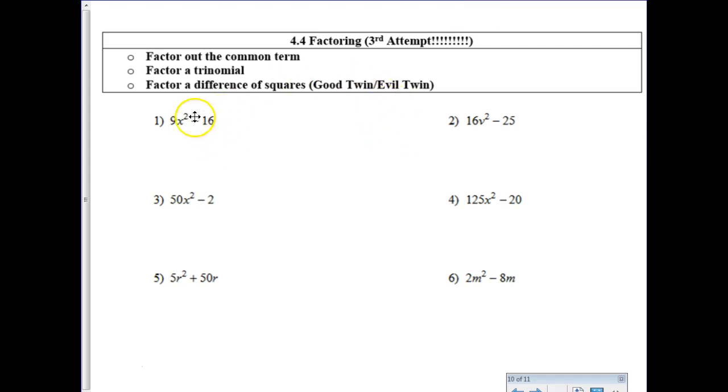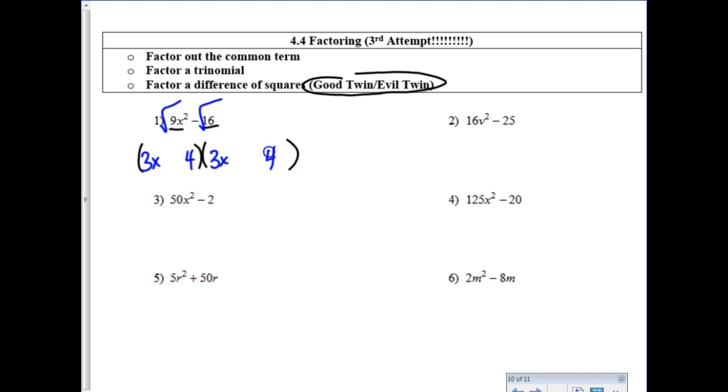First thing we do is look for a common factor. There is no common factor between 9 and 16. So it's a 2-term. We're going to use the good twin, evil twin pattern. Remember that guy? So the way the pattern works is you figure out who the square root of each of the terms are. So 3x and 4. And then one's a plus sign and one's a minus sign. So that's my favorite question.